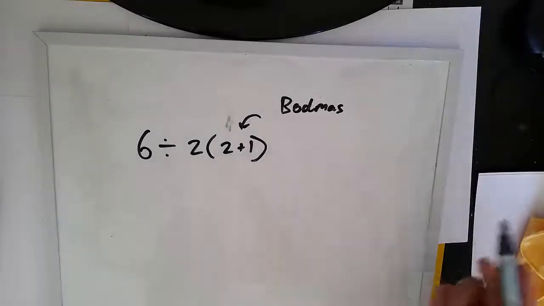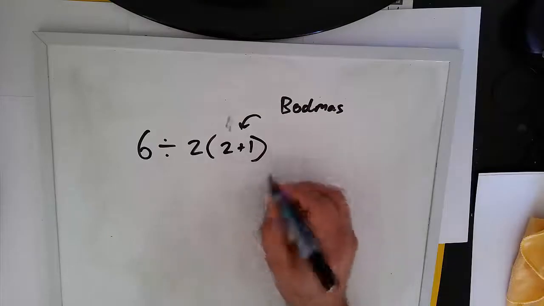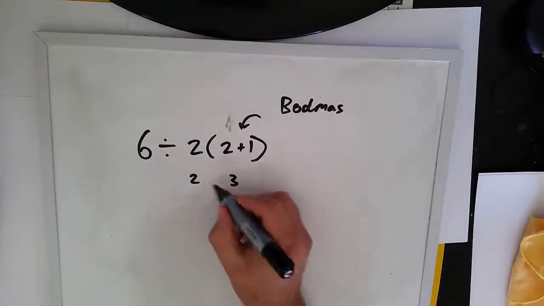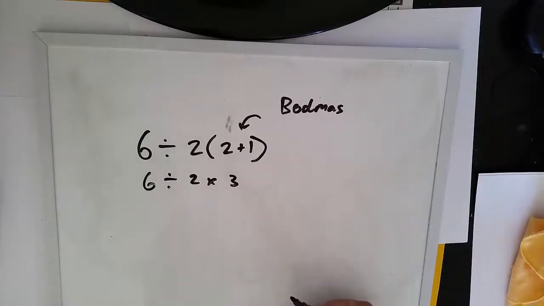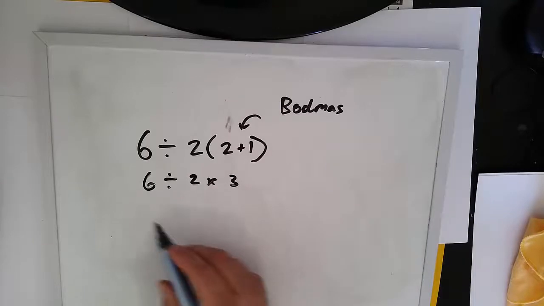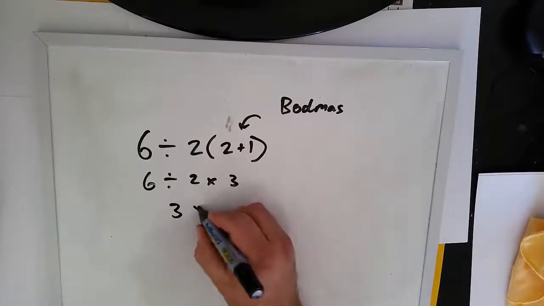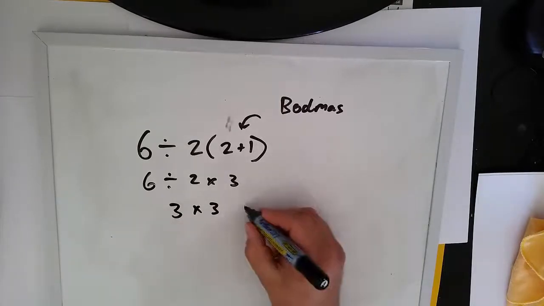We can see here that we'll just work out the brackets. We've got 2 plus 1 equals 3, and that becomes then 2 times 3. So 6 divided by 2 times 3. The next step is to work out the divide. So we divide 6 by 2 and that becomes 3. And then we've got 6 times 3. And then we know the answer is 9.